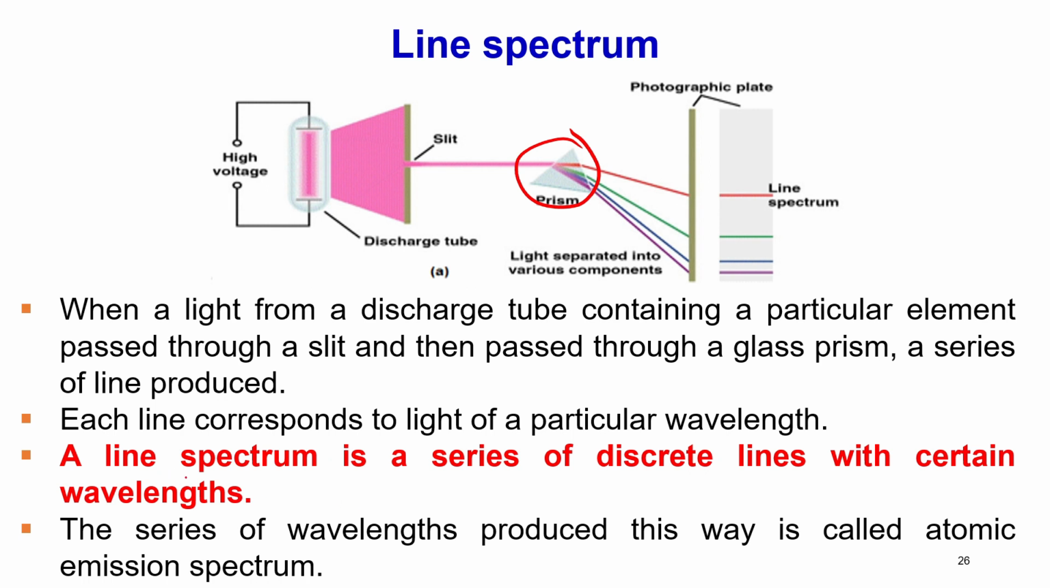So the line spectrum is discrete lines with a certain wavelength. The series of wavelengths produced this way is called the atomic emission spectrum. Later we can calculate the wavelength and frequency, which relates to chapter 2.1 that we learned earlier.